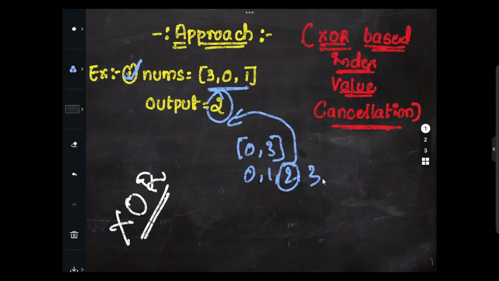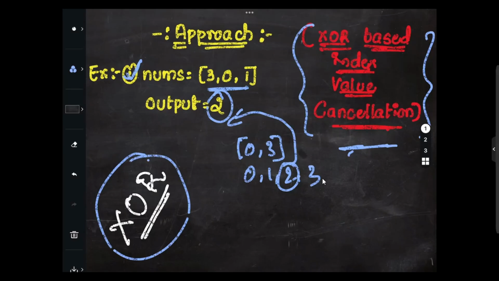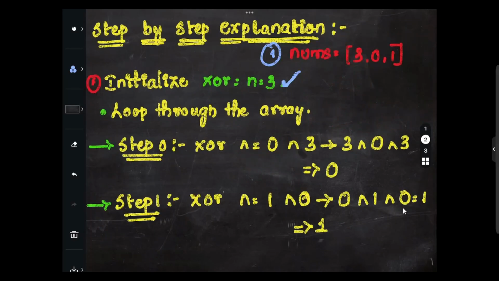Here I forgot to say, we will be going with the XOR based index value cancellation. We'll be going with the XOR, right? XOR, just remember this one. So let's discuss the further things here.